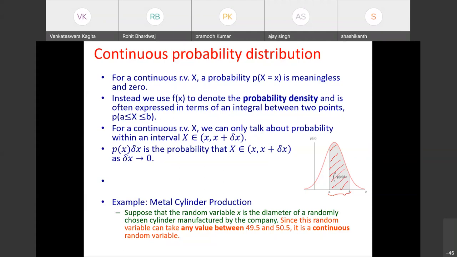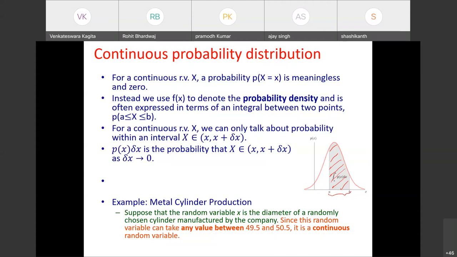For example, take a metal cylinder production. There is a company which is producing metal cylinders, and the random variable X represents the diameter of a randomly chosen cylinder manufactured by the company. Because it is a random variable, it can take any value between 49.5 and 50.5. That means what?